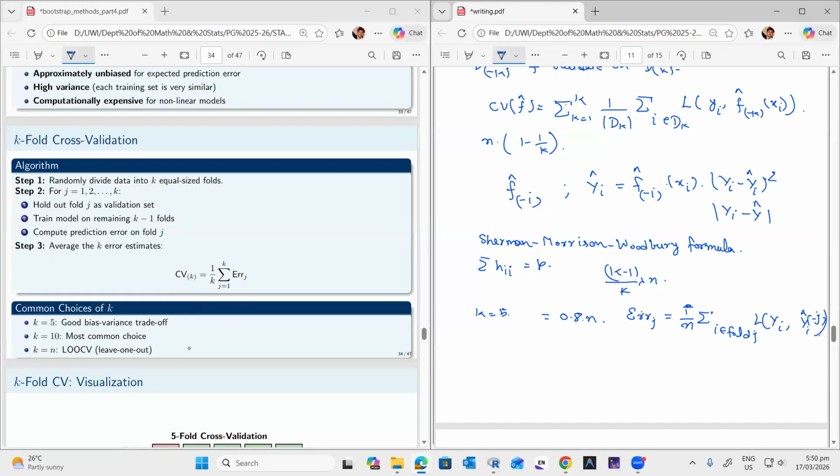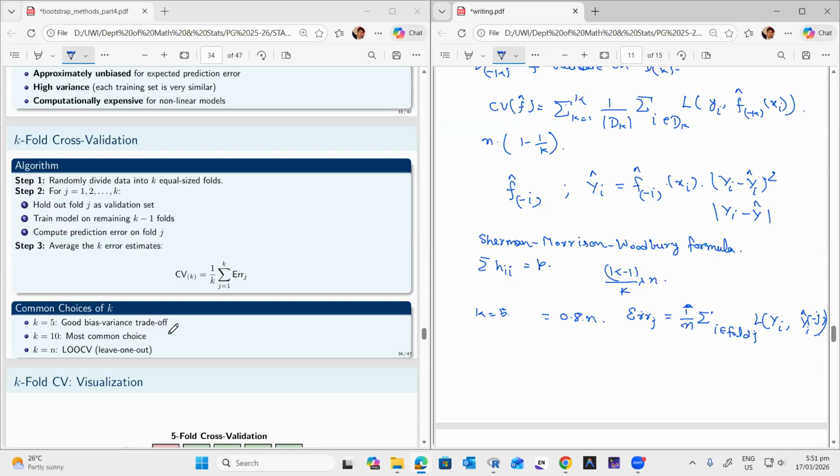All right, so on the choice of k, if k equals 5, there is a good bias-variance trade-off: each training set is 80% of the data. This introduces a slight bias, but the training sets have relatively little overlap, leading to lower variance of the cross validation estimates compared to LOOCV.